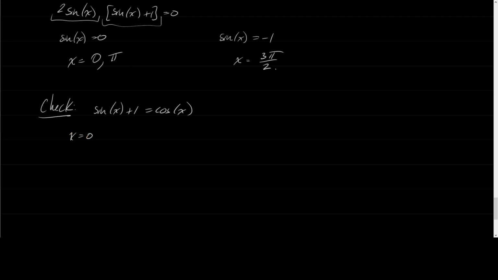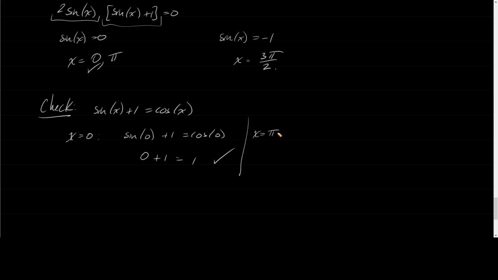So if I let x equal 0, what happens? I end up with sine of 0 plus 1 is equal to cosine of 0. Sine of 0 is 0. Cosine of 0 is 1. So 0 plus 1 equals 1. Yes, it is. So 0 works.